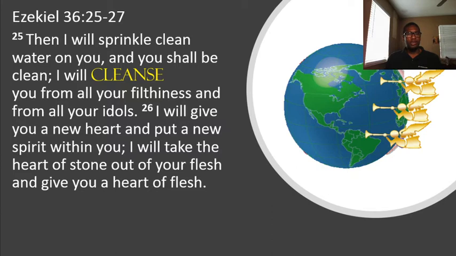Ezekiel 36, verse 25 to verse 27. And God says to Israel, Then I will sprinkle clean water on you, and you shall be clean. I will cleanse you from all your filthiness and from all your idols. I will give you a new heart and put a new spirit within you. I will take the heart of stone out of your flesh and give you a heart of flesh.